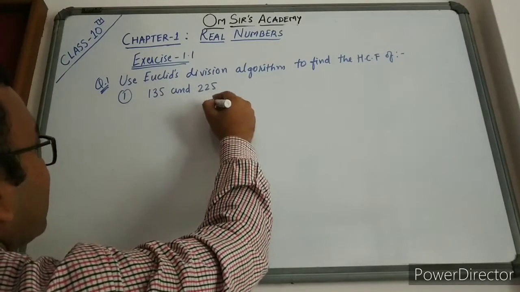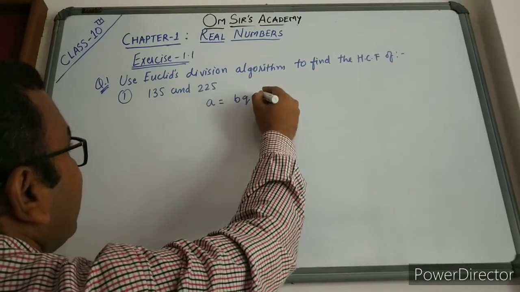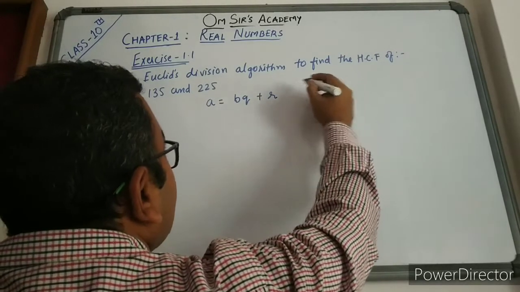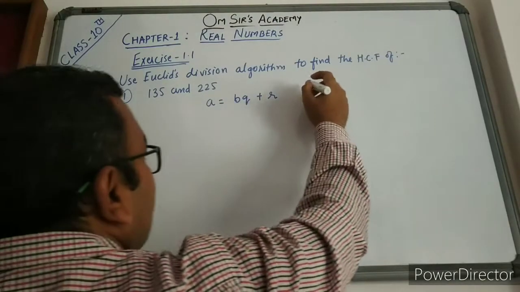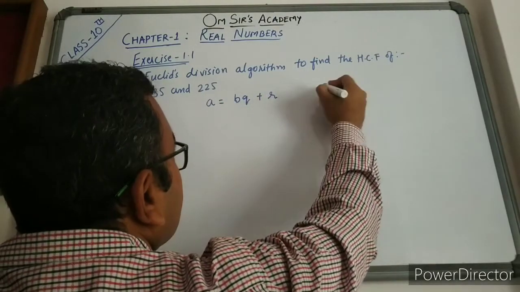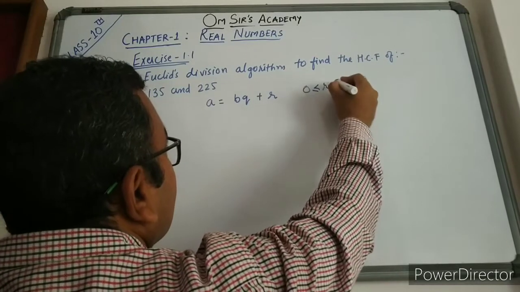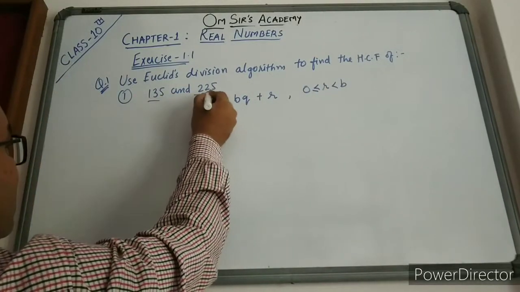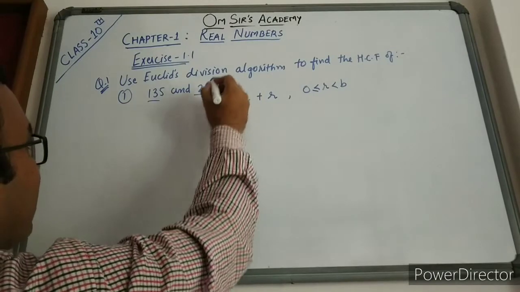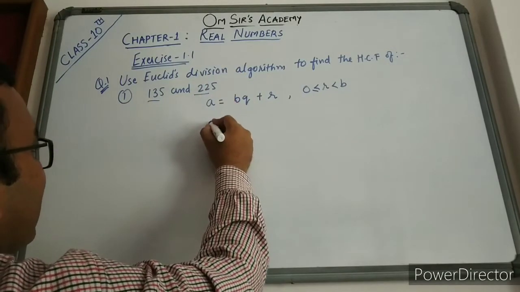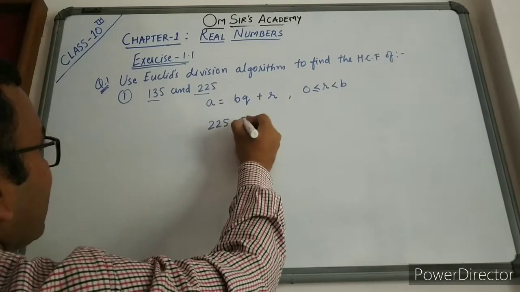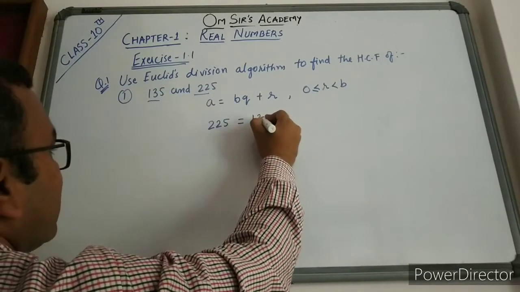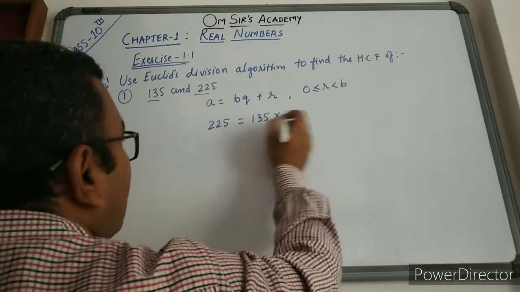Remember friends, what was the formula? A equals BQ plus R, and you have to continue until R is greater than or equal to 0 and less than B. Is it clear? So out of these two numbers, we will take A as 225, so 225 equals, and B as 135, so 135 into quotient.